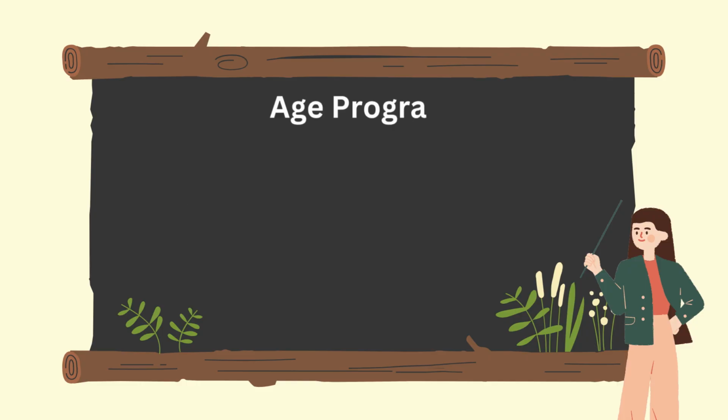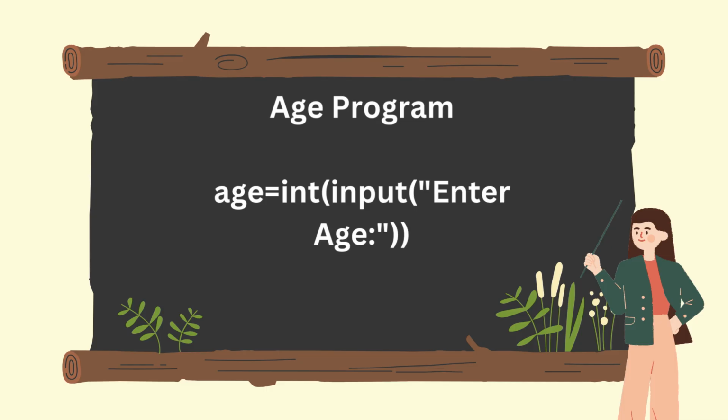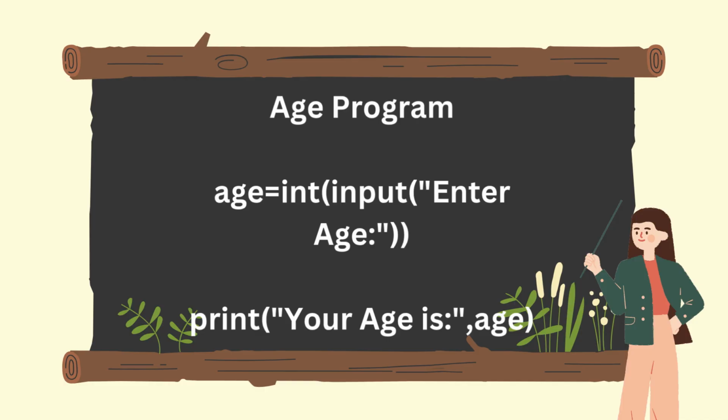Let's create a simple program. Take an input age from the user, convert it into an integer, store it in the age variable, and print your age. Suppose the user enters 21. Output is your age is 21. This is a practical example of using the int function.